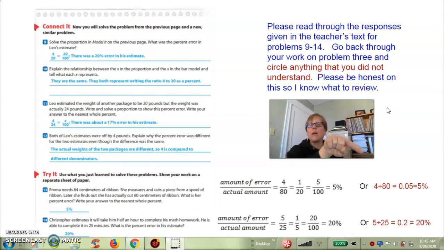Or you can look over there. All right, I think that that's the more efficient method. I just did 4 divided by 80 in my calculator. I got 0.05, which is 5 hundredths, and that's 5%. Okay. If you look at Christopher's problem in 14, he was off by 5 minutes in his estimate about doing his math homework. Since the actual time was 25 minutes, I just made a ratio, fraction, division problem.